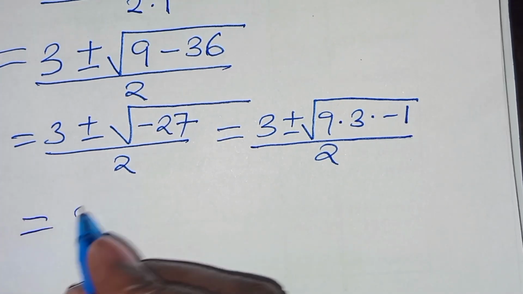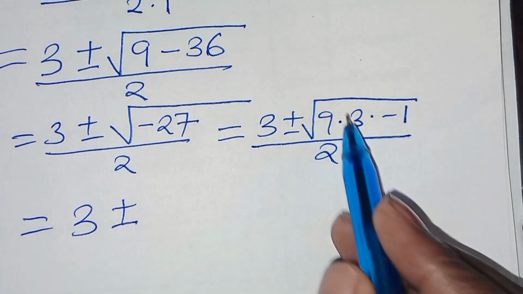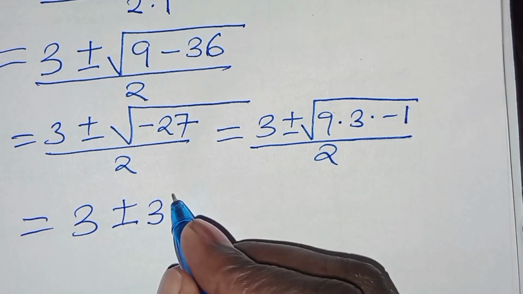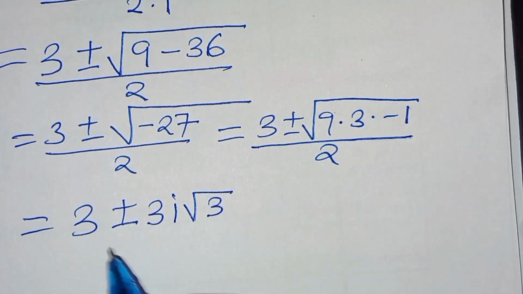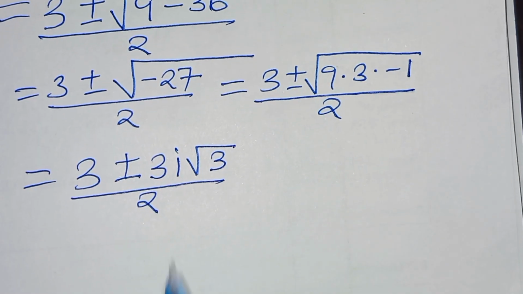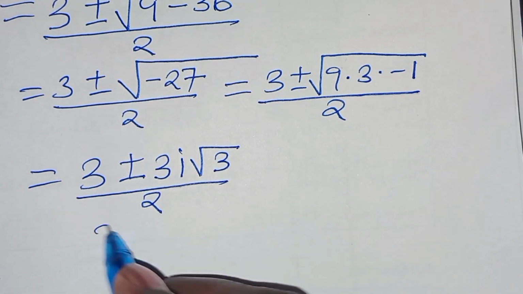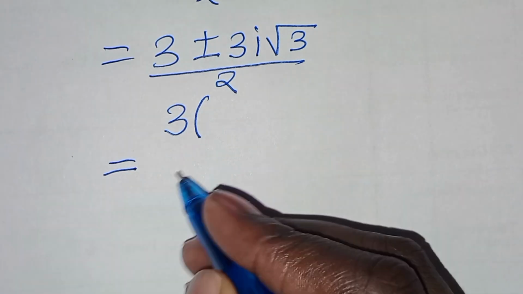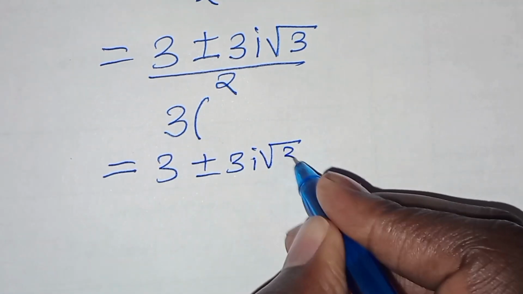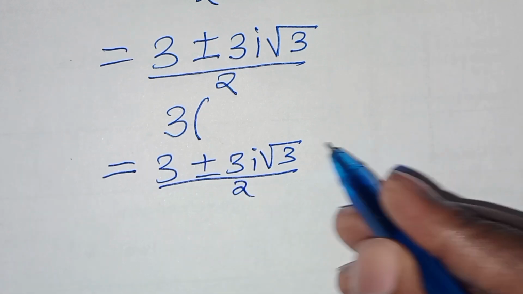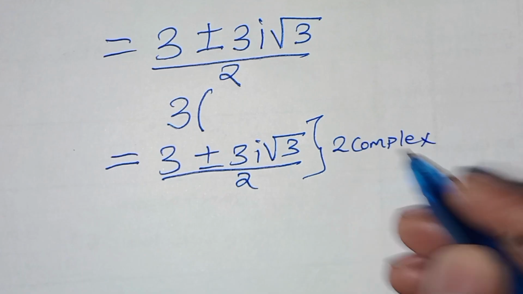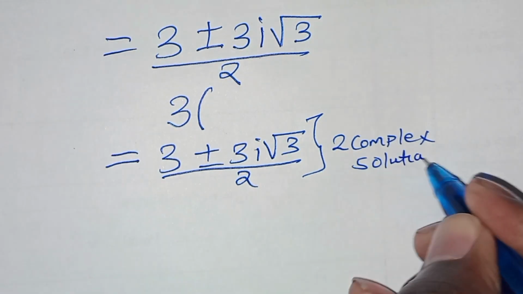So here we have 3 plus or minus the square root of 9, this is 3, the square root of minus 1, this is i, then square root of 3, all this divided by 2. So here we can factor out 3. So now here we'll have 3 plus or minus 3i square root of 3 divided by 2. So these are two complex roots, two complex solutions that we have here.